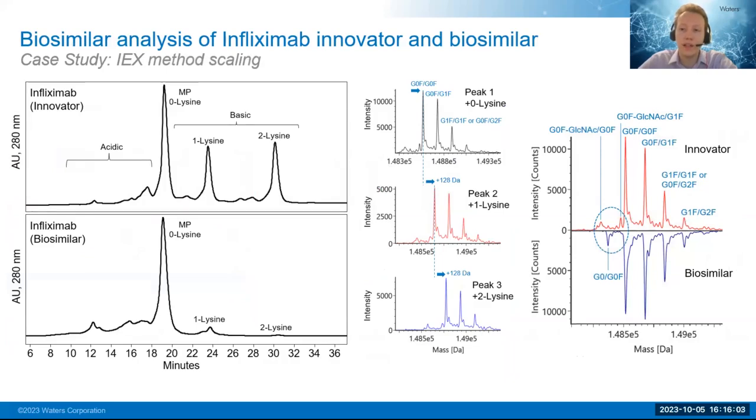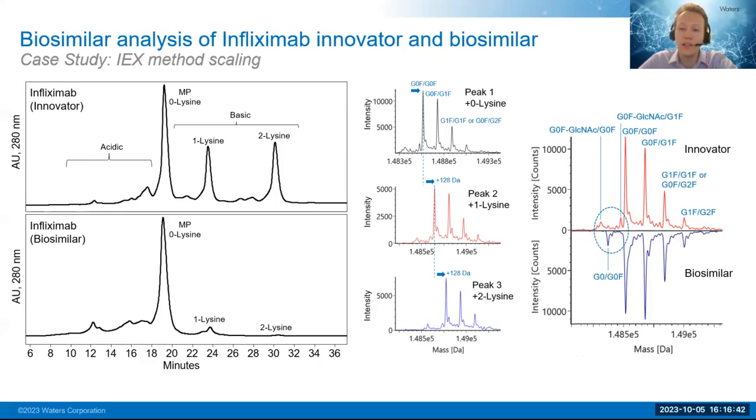For our first case study, we'll be looking at the charge variant profile for an infliximab innovator and biosimilar. We utilize a cation exchange column for separation of charge variants, which means that the acidic species are the variants that elute prior to the main peak, and basic species will elute afterwards. These variants are monitored throughout the development and manufacturing process and are caused by a variety of factors, to name a few, such as oxidation, deamidation, and glycosylation.